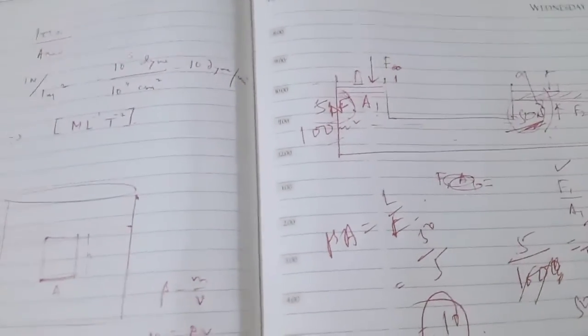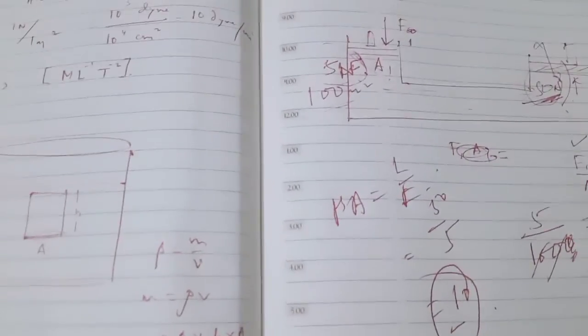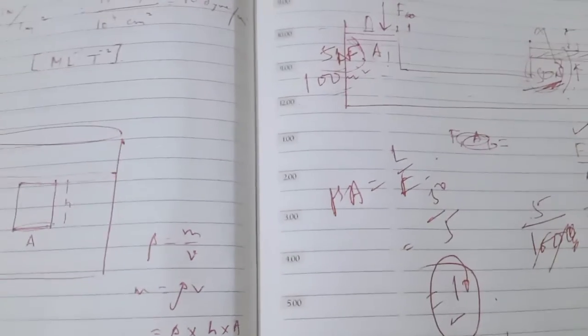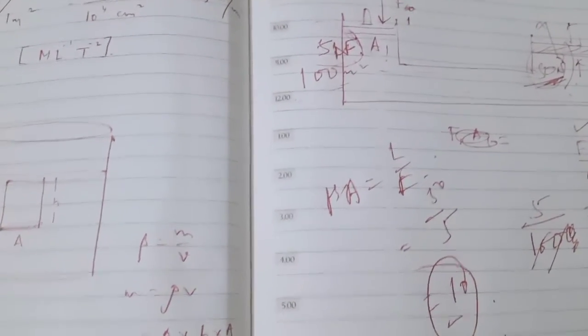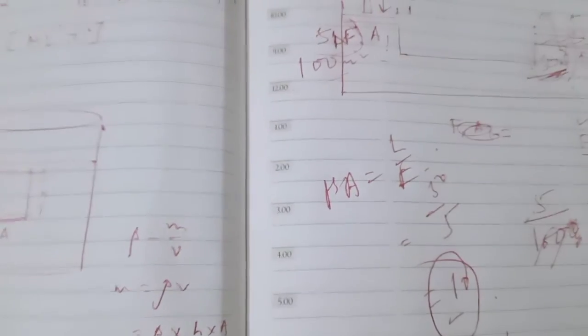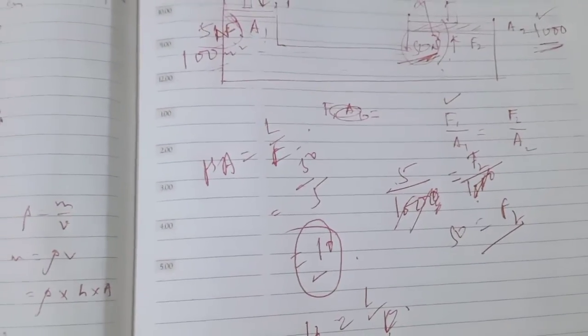You will read it in your book. So what is mechanical advantage? The force applied here is multiplied several times, and we are observing here that the mechanical advantage is greater than 1. So this type of machine is called a force multiplier, where the mechanical advantage is always greater than 1.